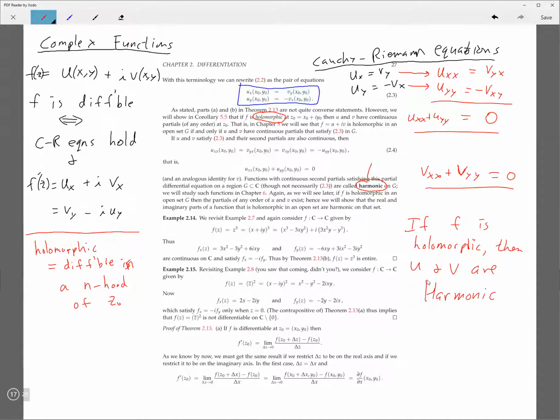Okay, so they're real functions in 2 variables right here. So if f is holomorphic, or differentiable in a neighborhood of z0, then u is going to be harmonic and v is also going to be harmonic. And then you can also say, the proper way would be just to say v is the harmonic conjugate of u. So v is the harmonic conjugate of u. Okay, so that's how you would say it.